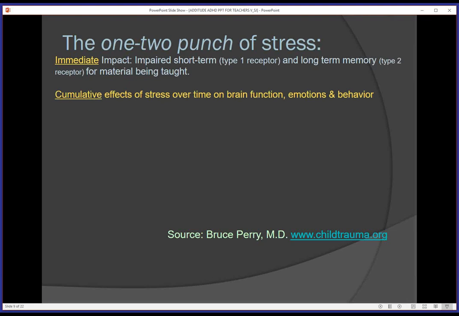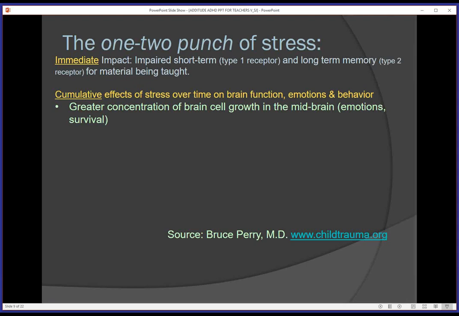The cumulative effects of this stress build up over time, and it affects the way the brain functions, it affects the way we feel about our work, and it affects our behavior. This is important. Think about this. Under continuous or traumatic stress, there's a greater concentration of growth in the cells that are in the midbrain. Remember that coral circle that I showed you a couple slides back? That's where the emotions live. That's where the survival mechanisms live. That's the part of our brain that increases our heart rate when we're under stress, that dilates our eyes so we can see better in the dark if we're facing a danger in the dark, that regulates our blood flow, takes blood away from our stomach, for example, and sends it to our legs, because we don't need to worry about digesting food, but we do need to worry about running.